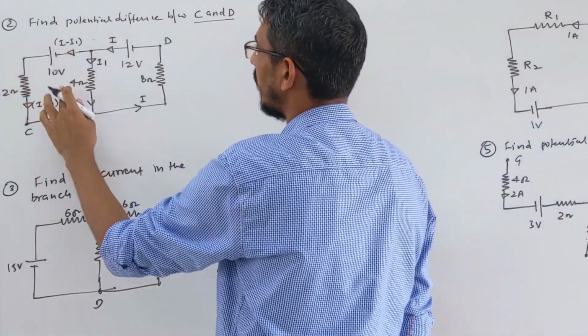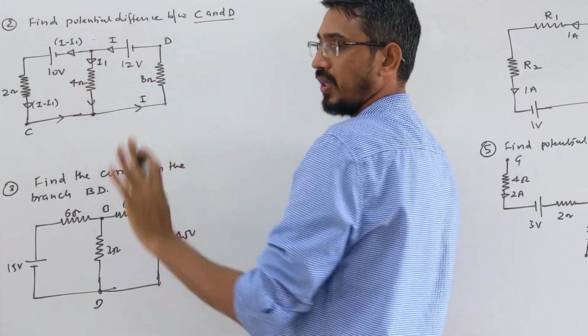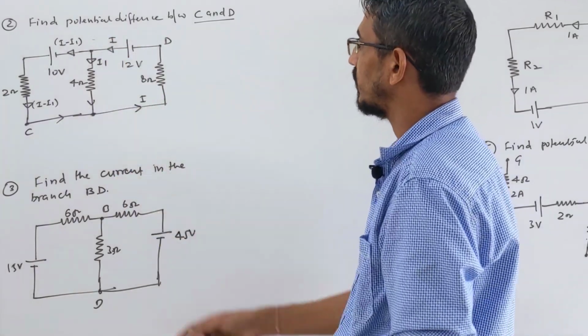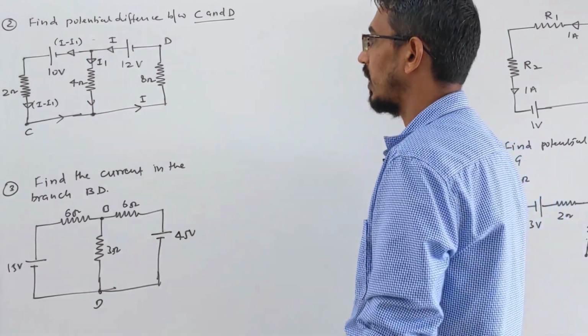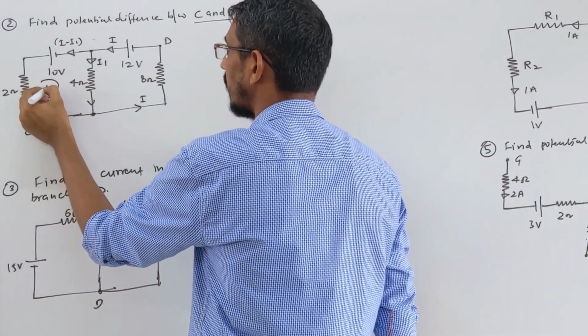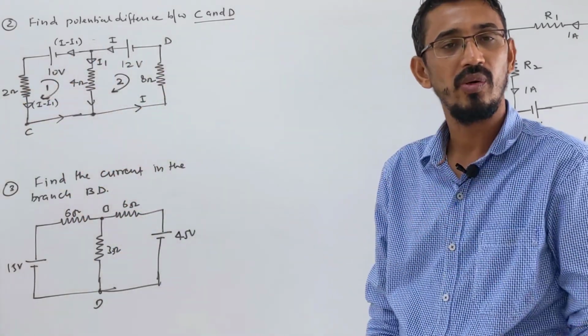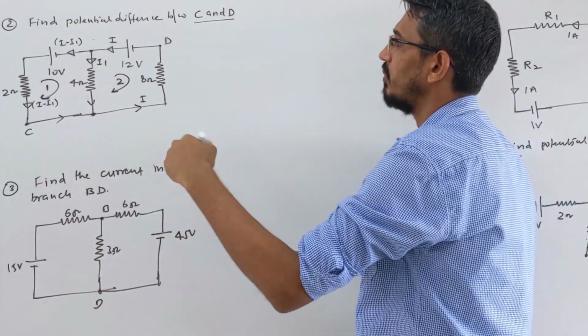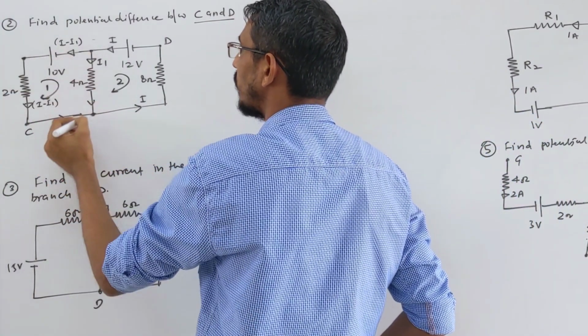Here we have two loops, one loop this, one loop this, or you can take the big loop also. Because I and I1 are two unknowns, you write two loops. So let's write two loops. This is loop number 1, this is loop number 2. You can go clockwise, you can go anti-clockwise, your choice. Start from any point, let's start from this point. I'm going around this loop clockwise.